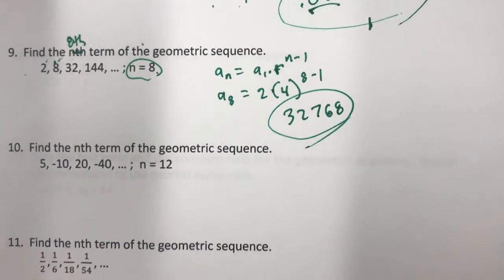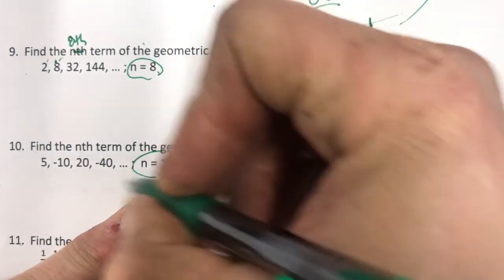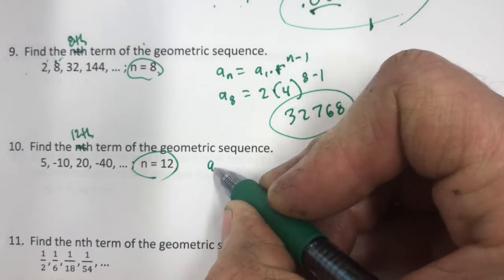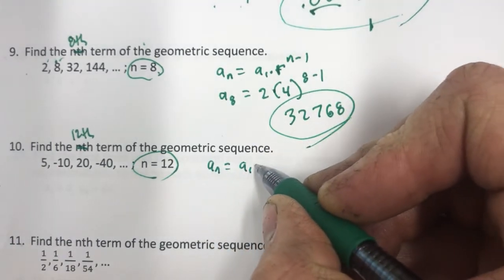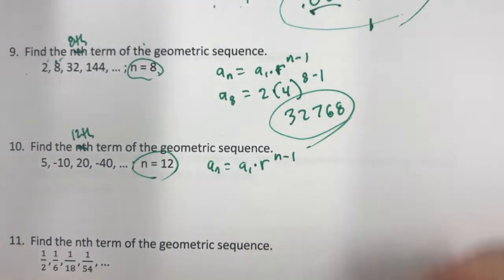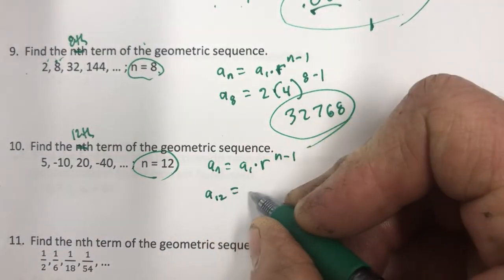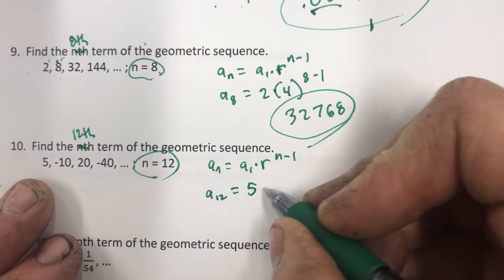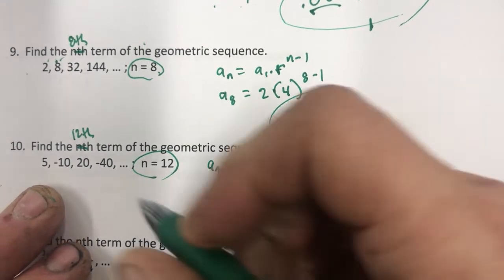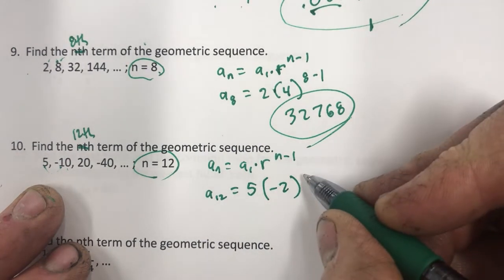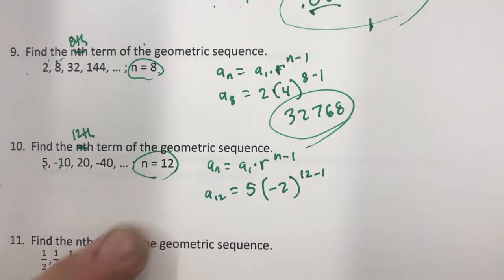All right. Find the nth term here. N is 12, so I'm going to find the 12th term. All right, again, a sub n equals a sub 1 times r to the n minus 1 power. So a sub 12 equals a sub 1 is 5 times my r. Now this looks like it's multiplying by -2, so there's my r. And then we'll put 12 minus 1 power.